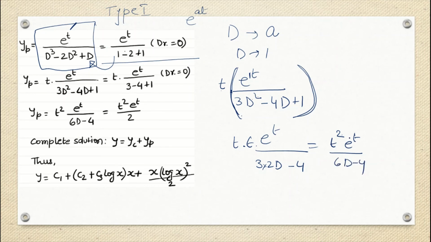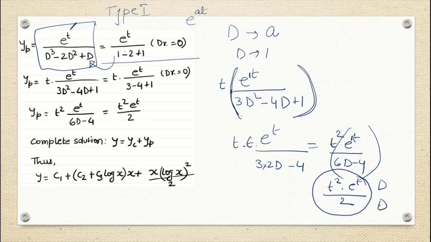Now again you have to check. Again follow the same method. Yes, this is my type 1. So I'll substitute D with 1, correct? If D is 1, this is 6 minus 4, which is 2. So it is nothing but t square e to the power t by 2. What next do I have to do here? Nothing. Why? Because I don't find any D present here, not in the denominator or numerator. So that means I got my PI. My PI is t square e to the power t by 2.